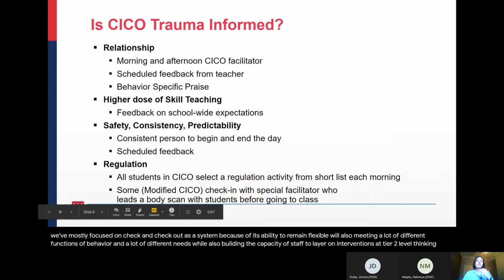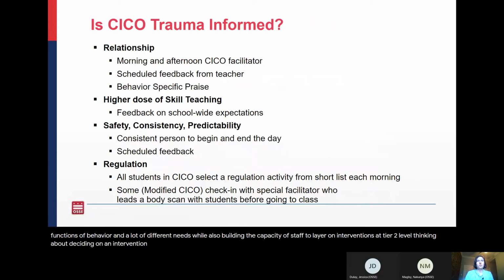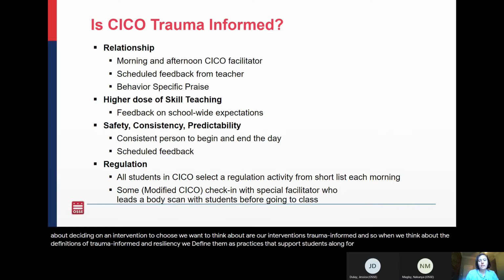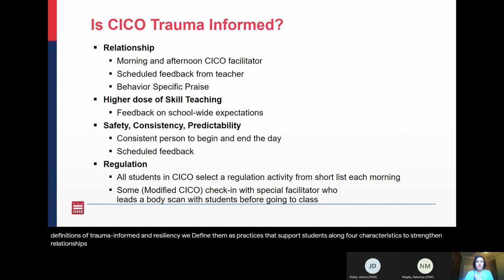So when we're thinking about deciding on an intervention to choose, we want to think about our interventions trauma-informed. And so when we think about the definitions of trauma-informed and resiliency, we define them as practices that support students along 4 characteristics: to strengthen relationships and attachment, to teach social emotional skills, to create safe and consistent and predictable environments, and to support regulation.